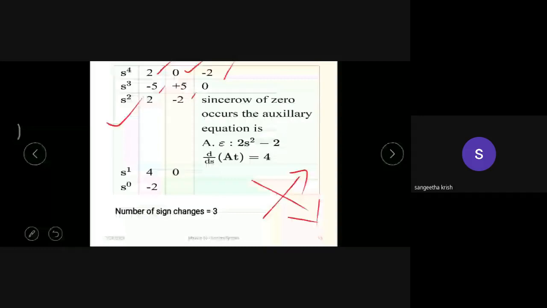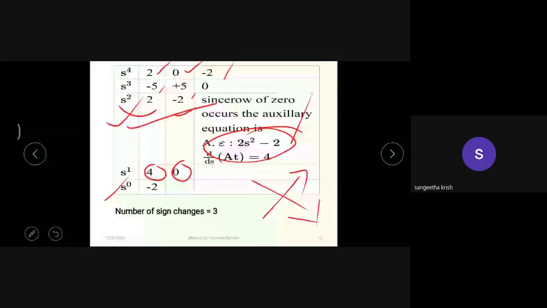Here the auxiliary equation is 2s^2 minus 2 times s^0. That is your auxiliary equation. To get the next row, differentiate this equation with respect to s. The differentiation of 2s^2 is 4s and the differentiation of minus 2 is 0. Then obviously the next row elements are 4 and 0. This is how we have to construct our next row when all the elements are 0 in a row. Then once again simply you can go for the s^0 row.